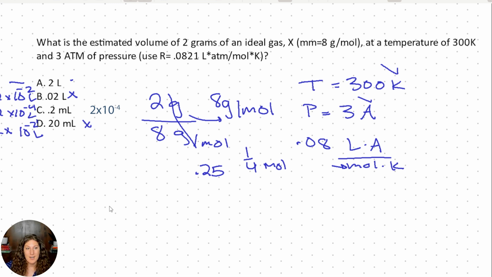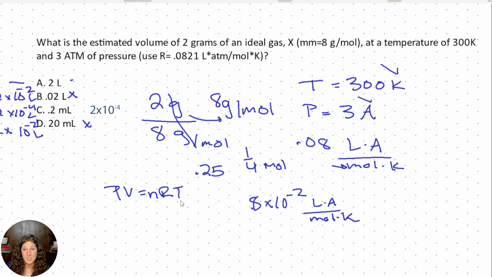Now let's go ahead and set up our equation. We do have PV equals nRT, but I've got to tell you, you could just use our units here. We know that we need to end up with liters. So we're going to put our 0.08 on the numerator. I'm going to switch that to 8 times 10 to the negative 2. And that's liters times atmospheres over moles Kelvin. So let's just do units. Let's pretend we don't know the equation. Well, we've got to get rid of atmospheres, which means we need to divide by pressure. That will allow us to eliminate atmospheres.